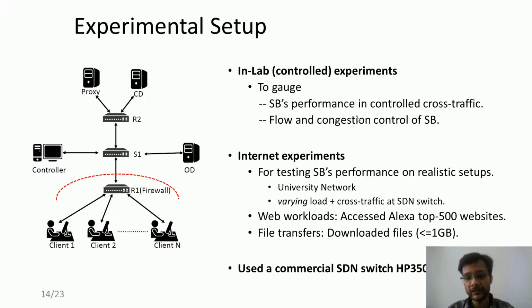The experiments performed were divided into 2 categories. One were the in-lab experiments, and the second were the internet experiments. The in-lab experiments basically dealt with SiegeBreaker's performance in the presence of controlled cross traffic. Also, we tried to test the flow and congestion control, which we have implemented in our protocol. Internet experiments tried to test SiegeBreaker performance in realistic scenarios.